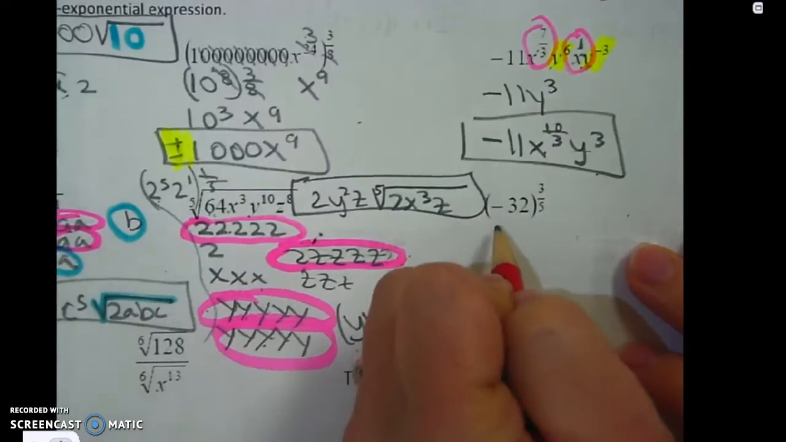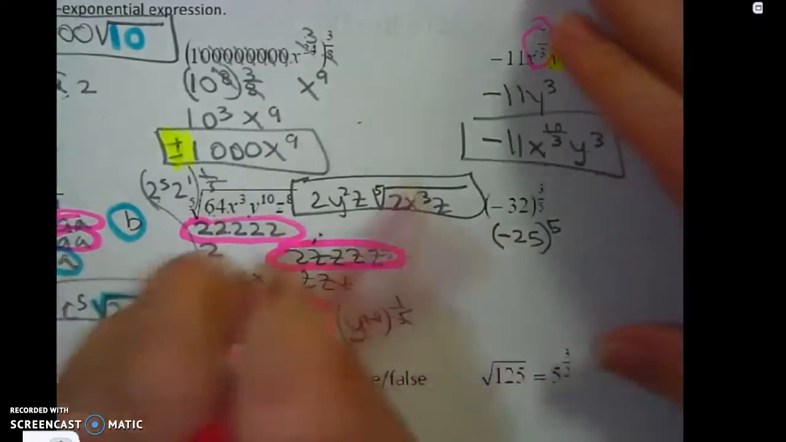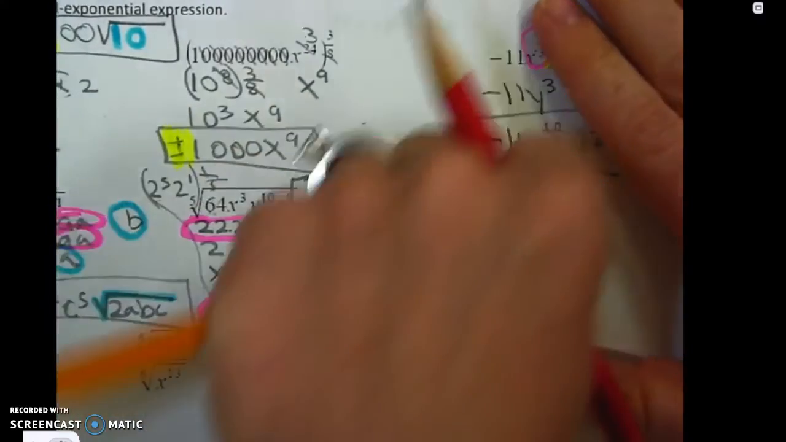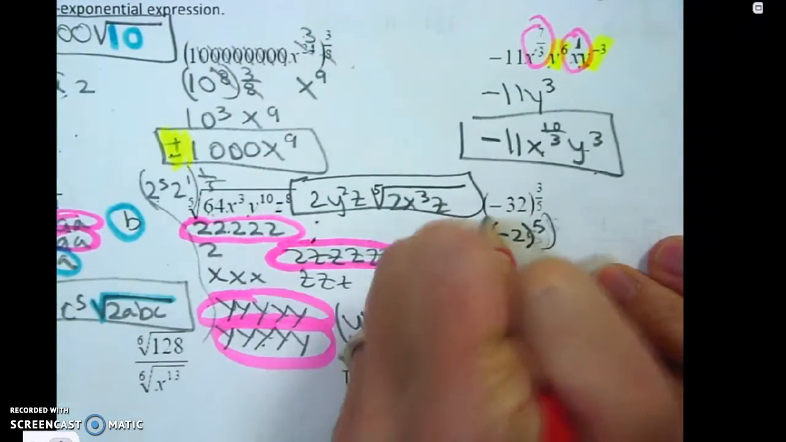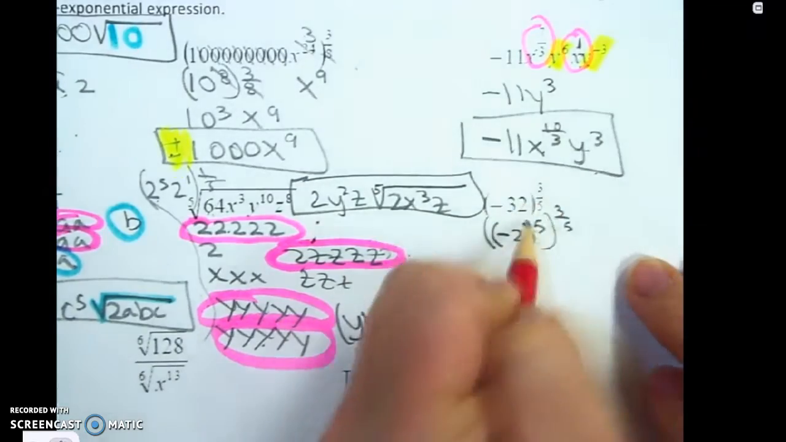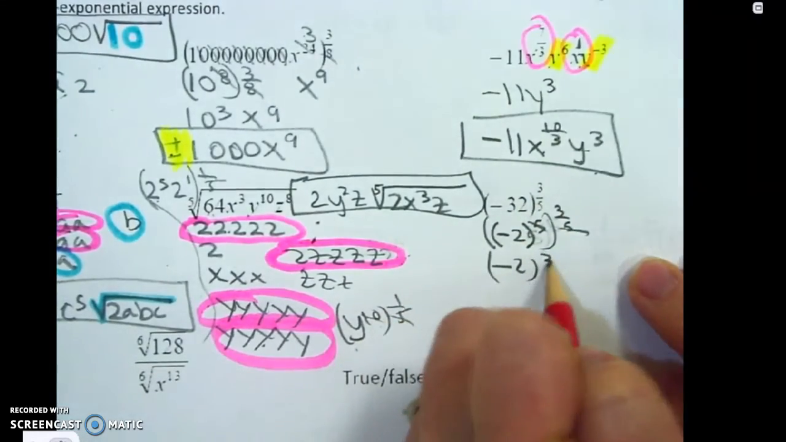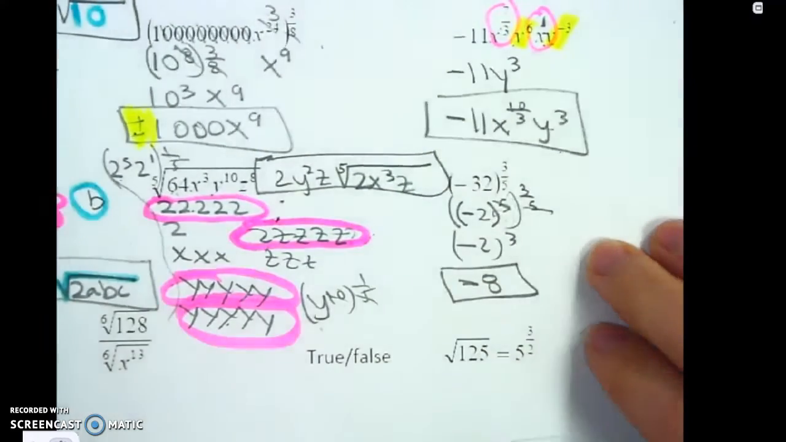All right, next one, negative 32. You can tree that, but hopefully some of you will, oopsies, I put 25. Hopefully some of you will realize, when we do it enough and enough, that you'll know that 2 to the 5th is 32. That's gone. Negative 2 cubed means negative 2 times negative 2 times negative 2, which simplifies to negative 8.